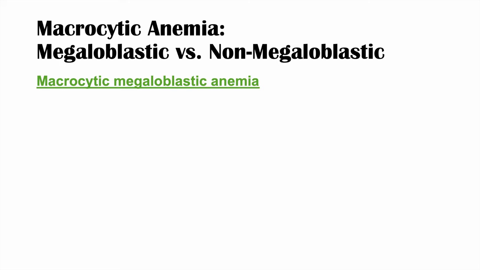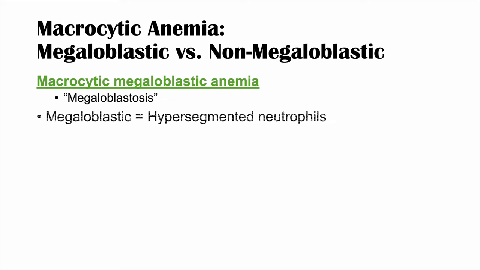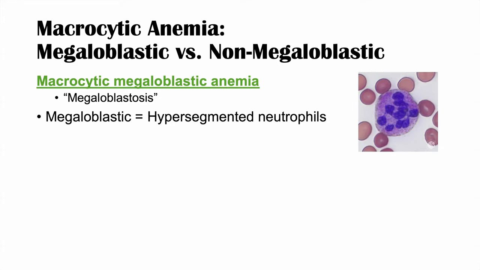First, looking at macrocytic megaloblastic anemia. This can also be referred to as megaloblastosis. What megaloblastic really means is that there are hypersegmented neutrophils. Remember, we said there are more than 5 lobes on a neutrophil when we look at a blood smear. So here is a hypersegmented neutrophil on a blood smear. You can see here that the nucleus is hypersegmented. There are more than 5 lobes here, so this is megaloblastic. You might see some sources saying more than 6 lobes, but generally speaking, more than 5 lobes means it is a macrocytic megaloblastic anemia.